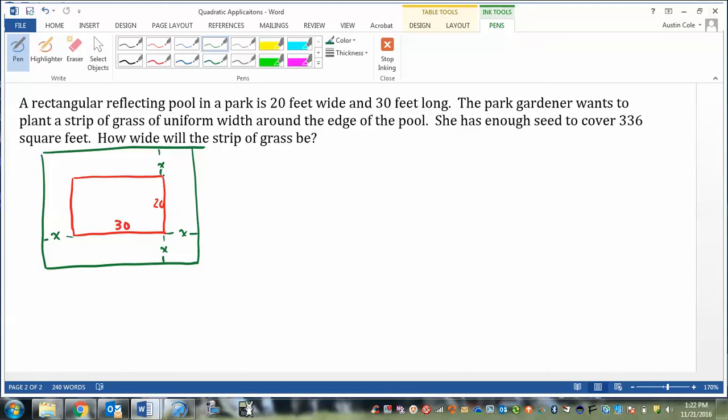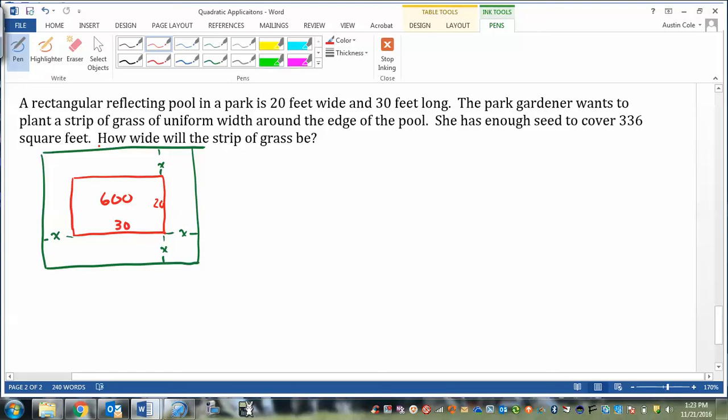Okay? Now, do we know the area of the pool? Yes. What's that? 30 times 20. It's just 30 times 20, right, Marcus? 30 times 20 is 600. So the pool has an area of 600. We know the biggest that this strip of uniform grass could be is 336. It can't be any bigger than that, because we don't have any more grass seed. So the green is 336.